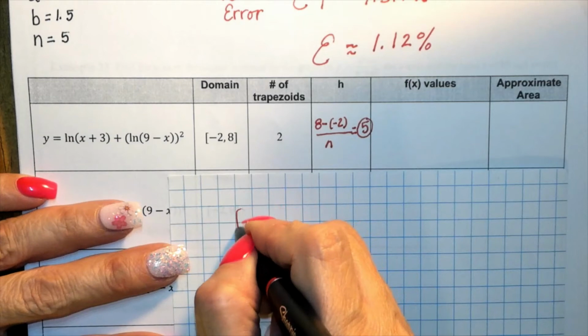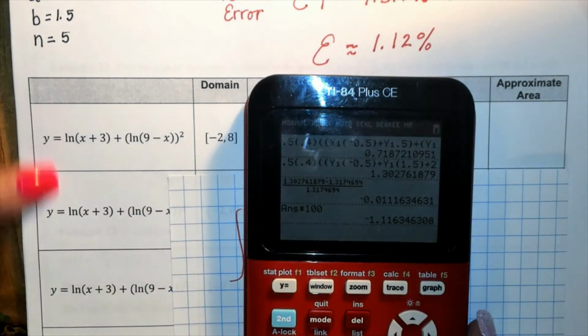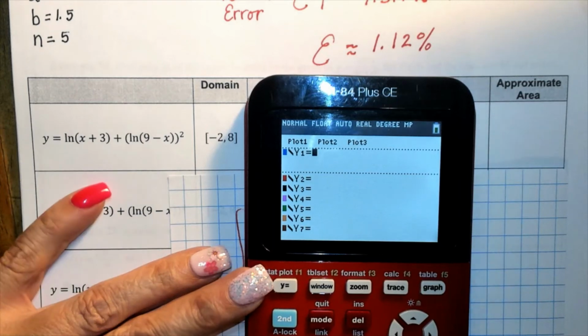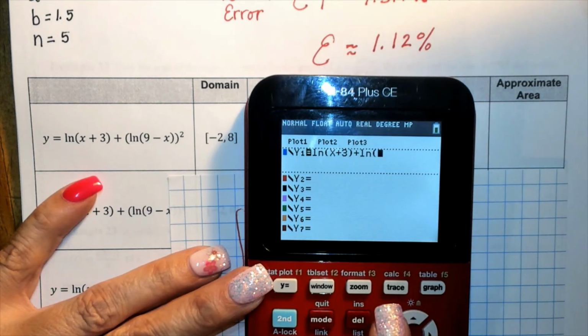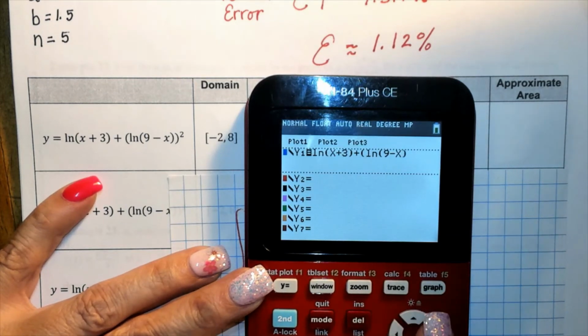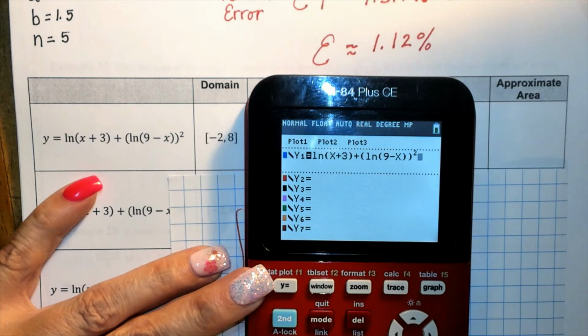Okay, so here's what I'm going to do. I'm going to go here, because all of these are going to be the same. Let's do y equals the natural log of x plus 3, plus the natural log, that's got a parenthesis on the outside. Parenthesis, natural log 9 minus x squared, parenthesis. Oh, that squared is not there, is it? Parenthesis, and then it's squared. Basically, we're squaring that whole thing, right? It wouldn't matter which way you did it.